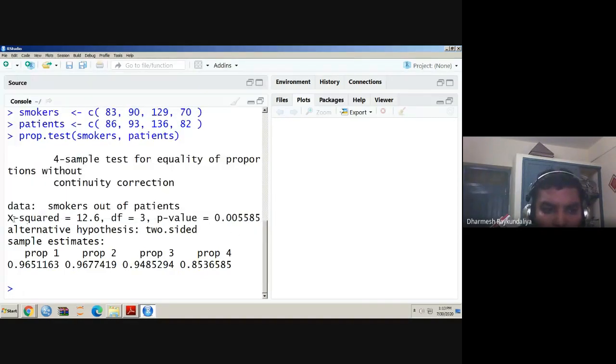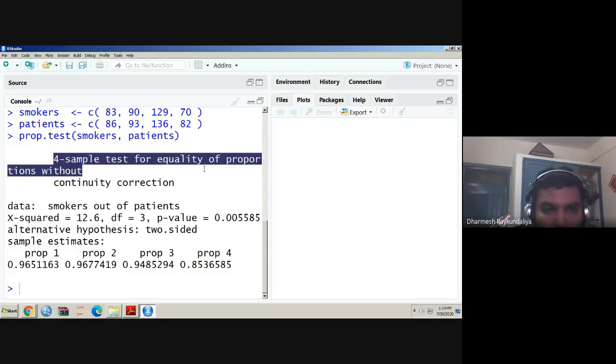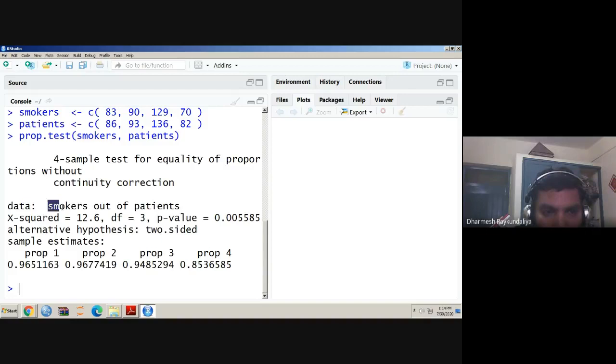I told you that it is basically using the chi-square test, because when you have more than two trials, those trials become multinomial, and when it is a multinomial trial, it has the multinomial distribution, and it has a chi-square. Okay, so the test name is 4-sample test of equality of proportions without continuity correction. What is the data? The data is smokers out of patients, because you have given the smokers here. So it has written smokers out of the total number of patients.